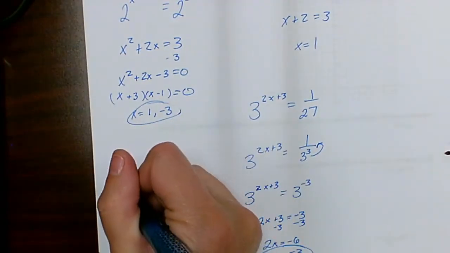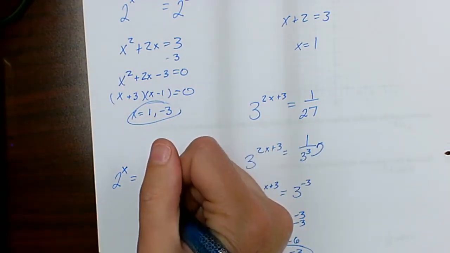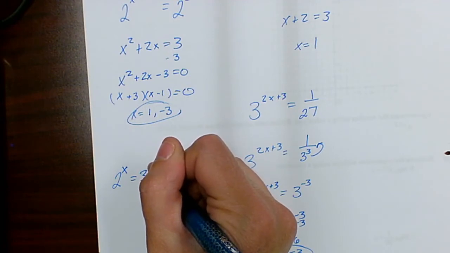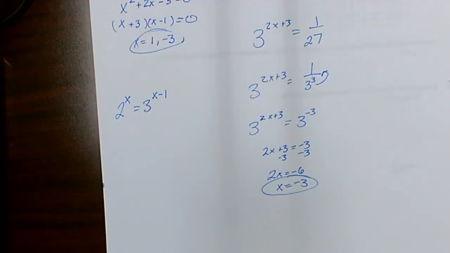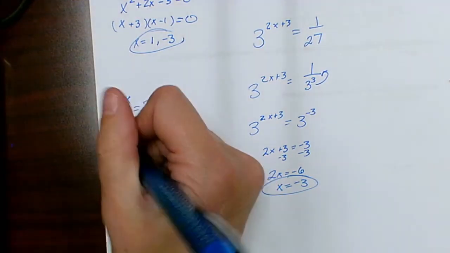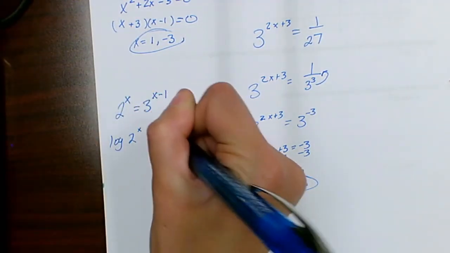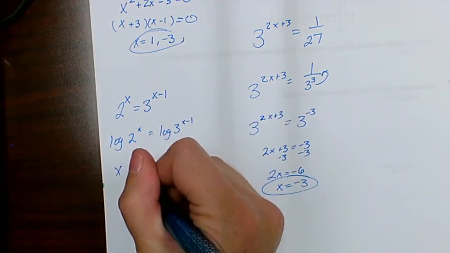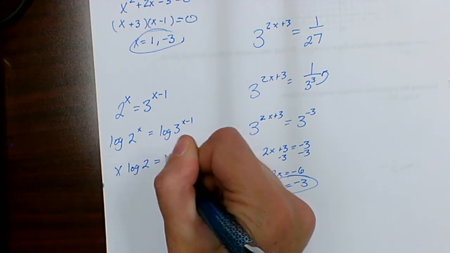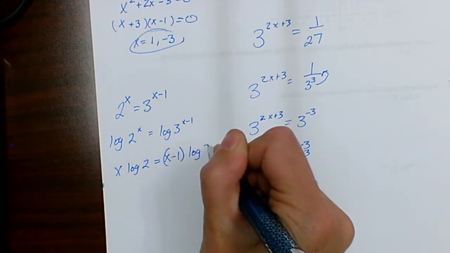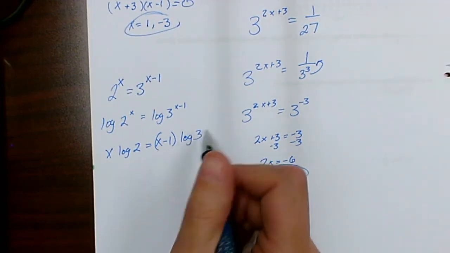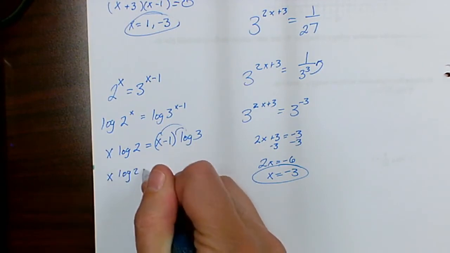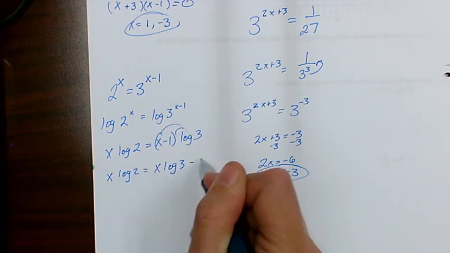How about if we take 2 to the x equals 3 to the x minus 1, okay? Again, we cannot change bases here, so we have to go back to logging. Bring down the powers, use the power rule, and then remember log 3, that is just a coefficient, that's just a number. So we are going to distribute that through.